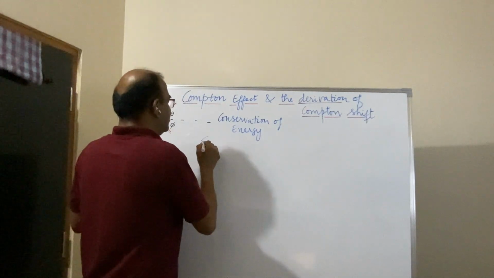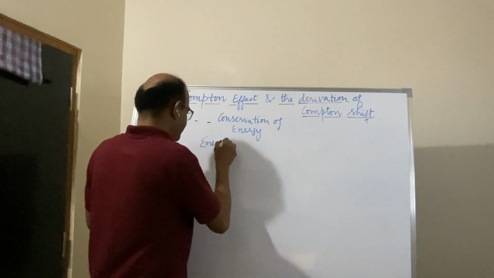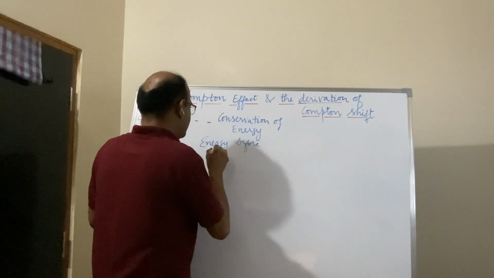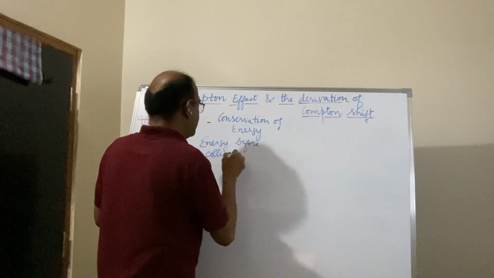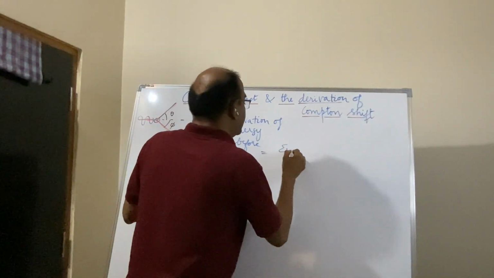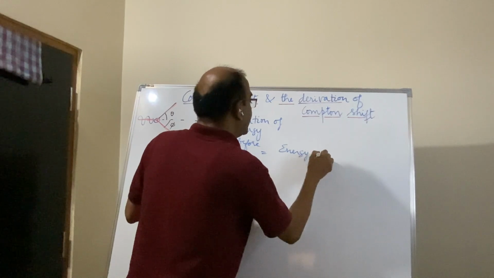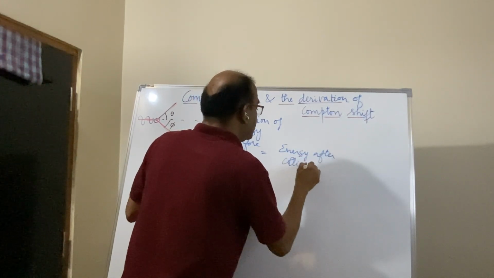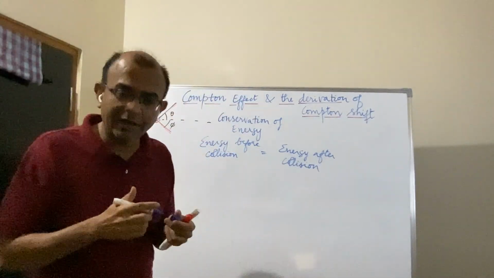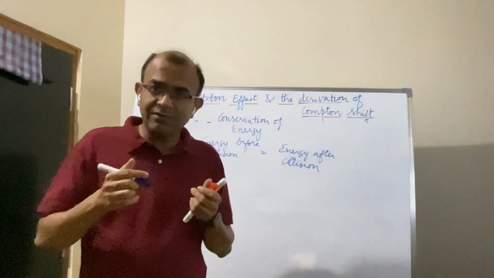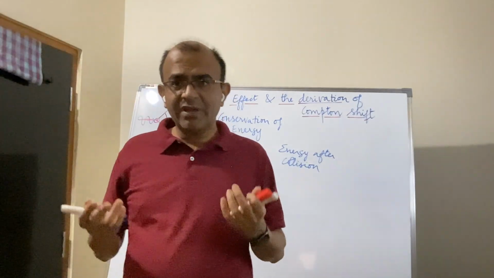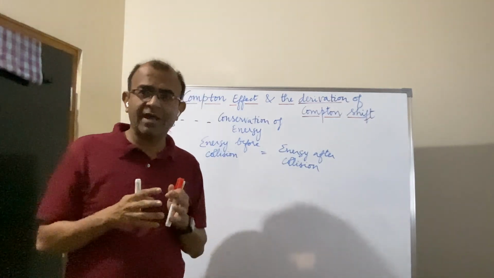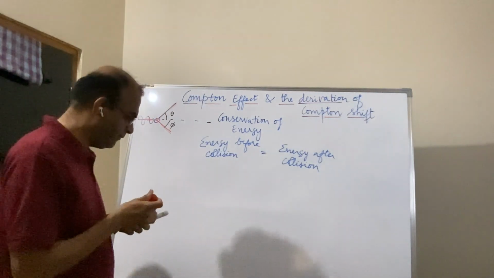Energy before collision is equal to energy after collision. So here photon and electron are colliding, and whatever energy the photon loses, that has to be gained by the electron, and the overall energy of the system has to be conserved. That is the idea here.